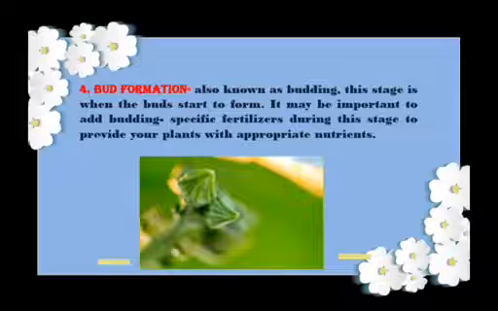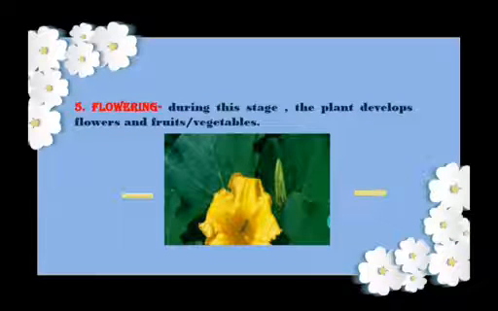Number 4 is the bud formation, also known as budding. This stage is when the buds start to form. It may be important to add budding-specific fertilizers during this stage to provide your plant with appropriate nutrients. So, dito naman sa bud formation, or known as budding, dito na nagsa-start yung buds to form. During the fruiting stage of the plant, phosphorus is transported to the fruiting parts to make up for the high energy requirements.